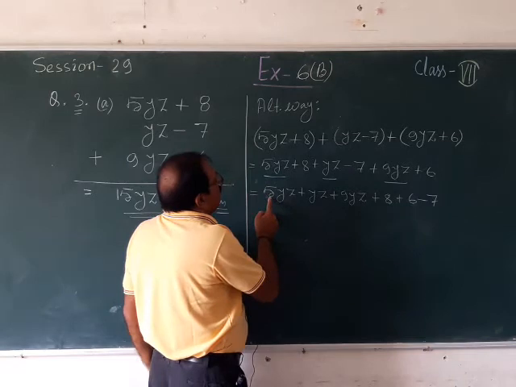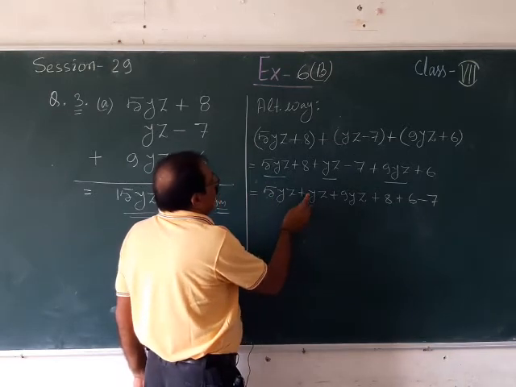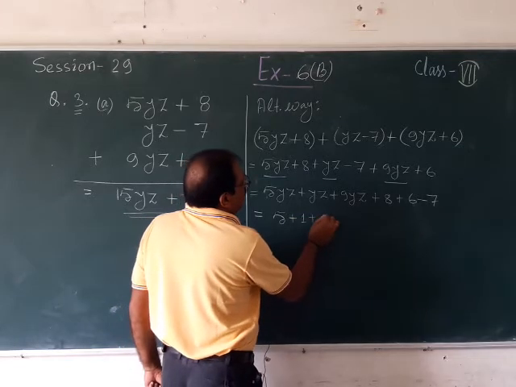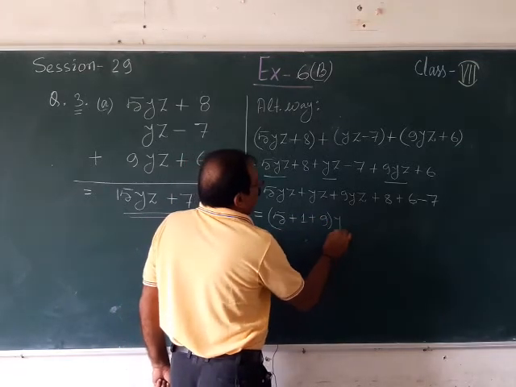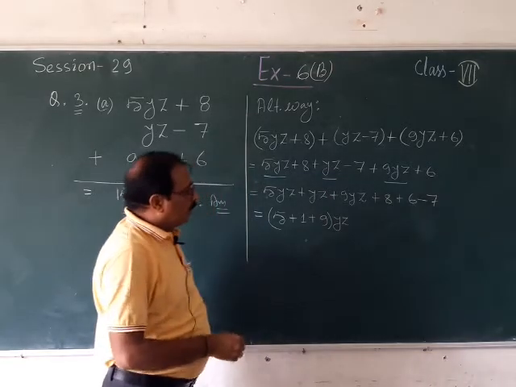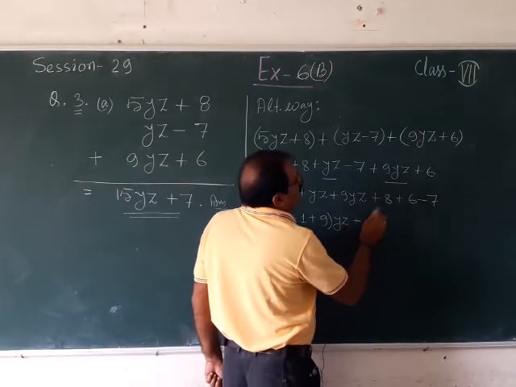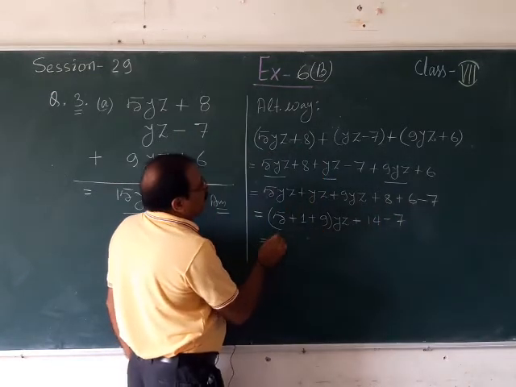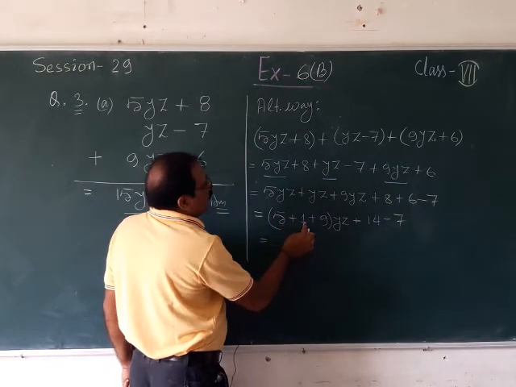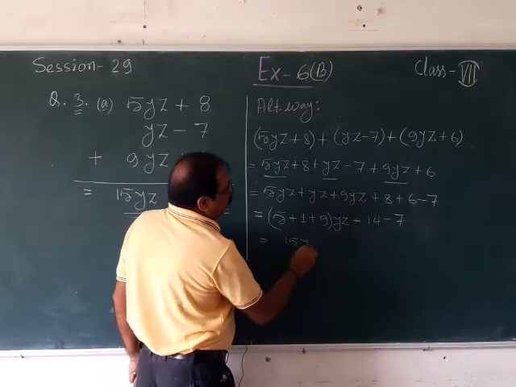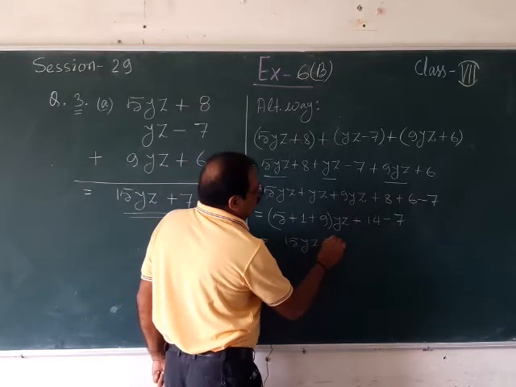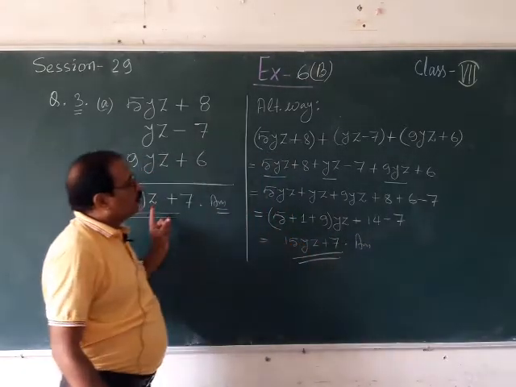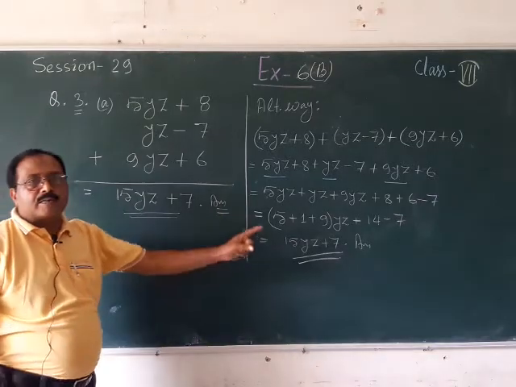Here you can see it is 5 and here it is 1. For clearer understanding, I can write 5 plus 1 plus 9 with yz as common, and here 8 plus 6 is 14, minus 7. Now you can see, 5 plus 1 is 6 and 9 makes 15yz, and plus 7. That answer is coming here, and on both sides you get the same answer.